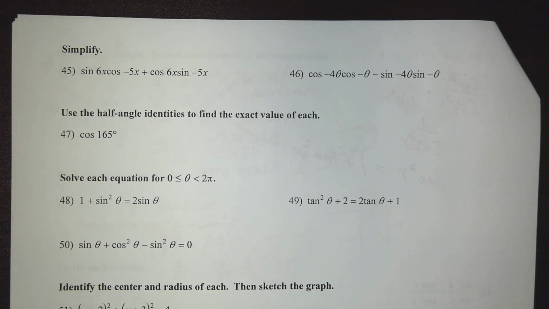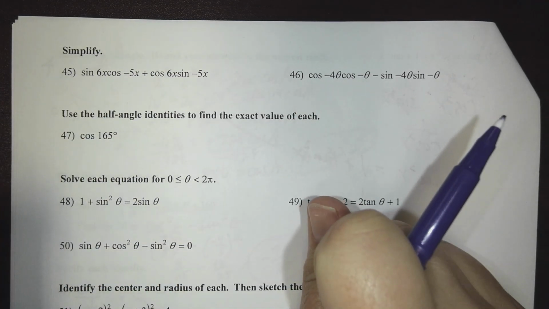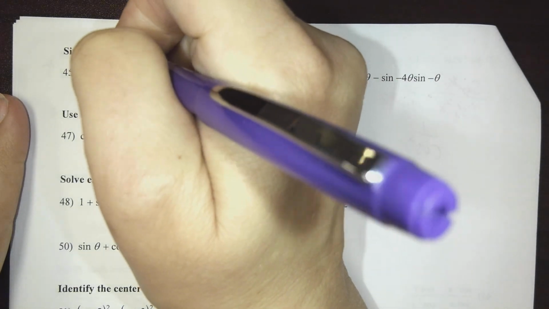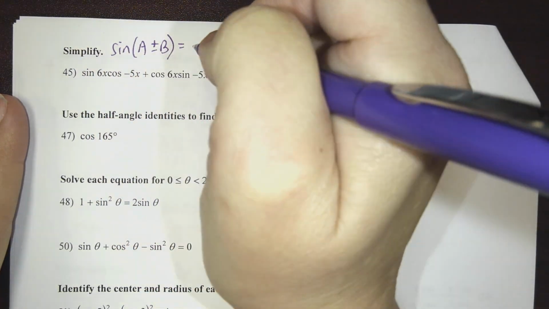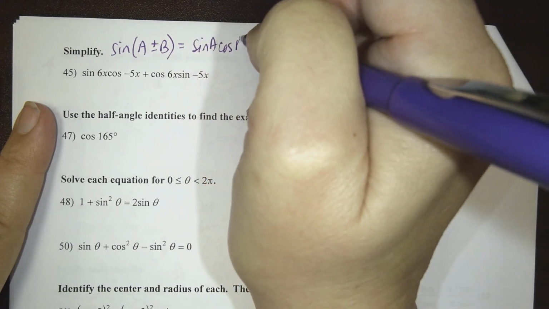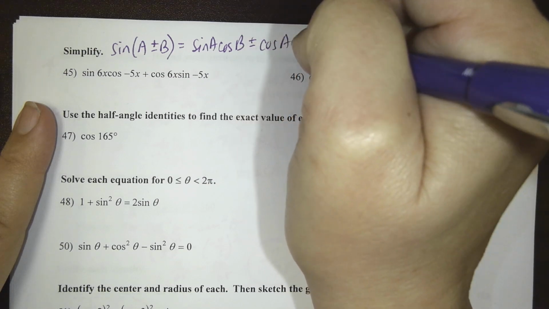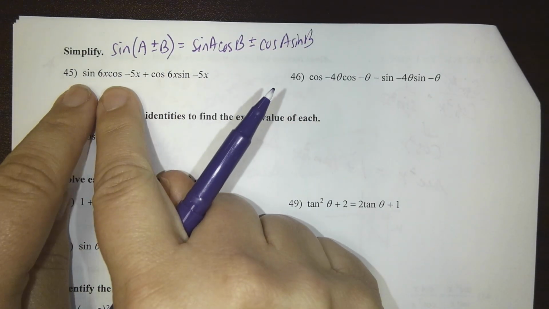This is part 3 of the study guide for the final exam. You need to recognize these as being sum and difference for sine and cosine. The sine of A plus or minus B is equal to sine A cosine B plus or minus cosine A sine B. And that's what's happening here. So you just need to simplify this.